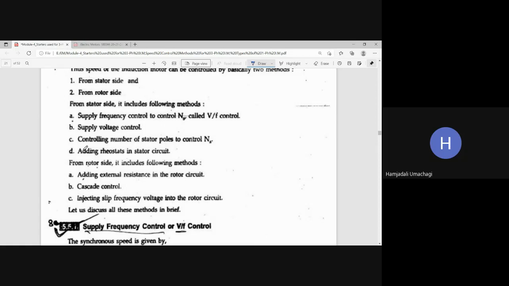In the next class we will discuss speed control of the three-phase induction motor from the rotor side. From the rotor side, the methods are adding external resistance in the rotor circuit, cascade control, and injecting slip frequency voltage into the rotor circuit. In the next class we will discuss rotor side speed control, namely adding external resistance in the rotor circuit as well as injecting slip frequency voltage into the rotor circuit.